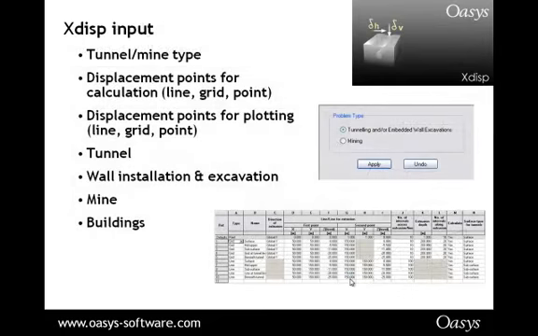So I briefly covered the analysis, and the inputs for Xdisp will give you an idea of how the program works. So you need to say the type of problem that you're going to analyze, whether it's a mine or tunneling and excavation. Displacement points, lines, or grids. And what this does is it says that, for example, you're interested in looking at the displacements along a specific grid. Or maybe, for example, you want the displacements along the crown of a tunnel, so you can put a displacement line in. Or maybe you're just interested in a particular point, so you put a displacement point in. Also information, obviously, about the tunnels or the walls and excavations and the buildings and the mines themselves.